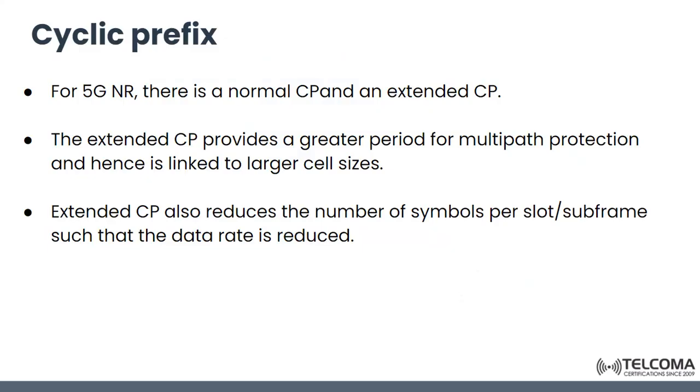For 5G new radio, there is a normal cyclic prefix and an extended one. The extended one provides a greater period for multipath protection and it is linked to larger cell sizes. The extended cyclic prefix also reduces the number of symbols per slot or subframe, such that the data rate is reduced.